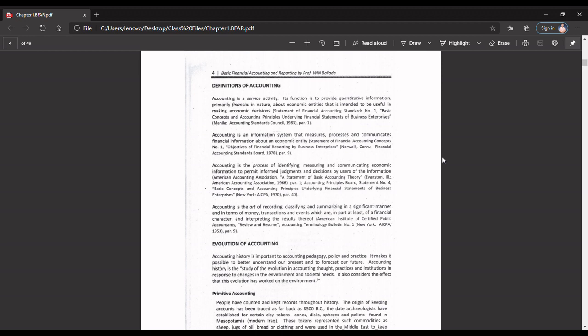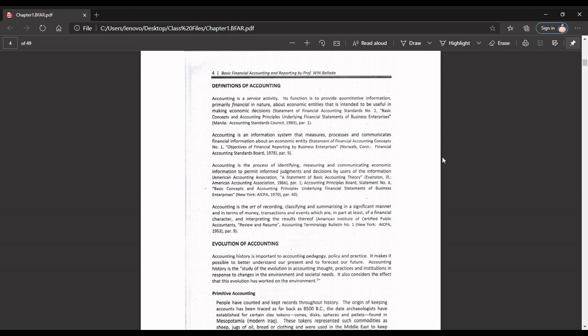Accounting is an information system that measures, processes, and communicates financial information about an economic entity. Please take note again, the financial information. Accounting deals with financial information, primarily financial in nature. Accounting is the process of identifying, measuring, and communicating economic information to permit informed judgments and decisions by users of the information. So, accounting helps businesses or entities make decisions and judgments.